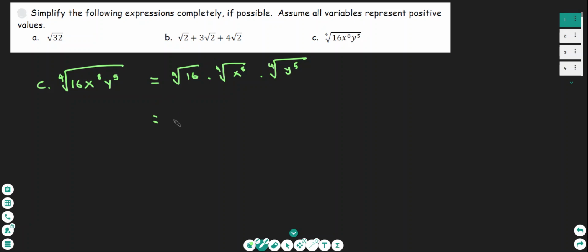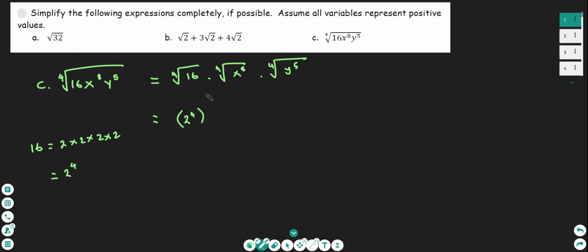In the next step, we need to write each of the numbers inside the radical, that is the radicand, as a power of 4. Because we are working with root 4, we need to write 16, x to the power 8, and y to the power 5 in terms of powers of 4. We know that 16 is equivalent to 2 times 2 times 2 times 2, and in exponent form, this is 2 to the power of 4. So this becomes 2 to the power 4.